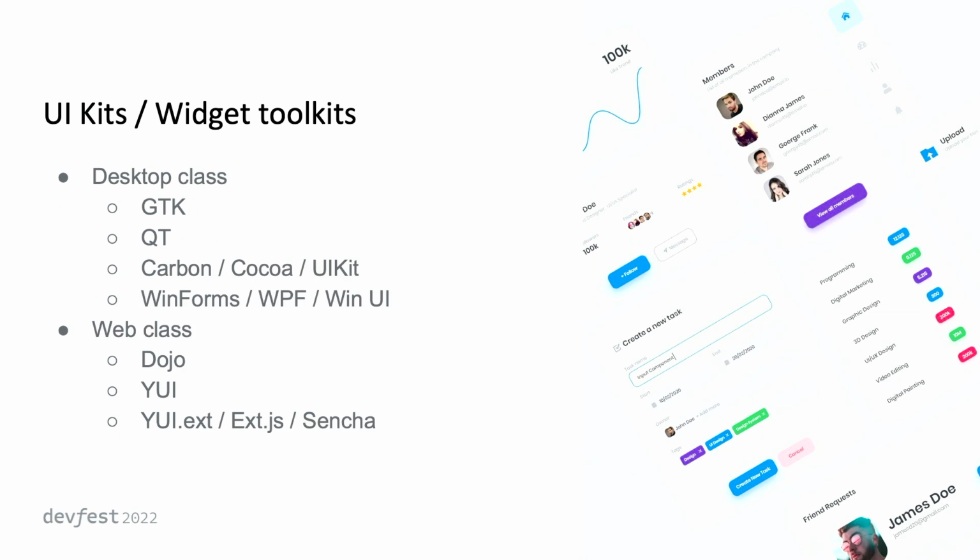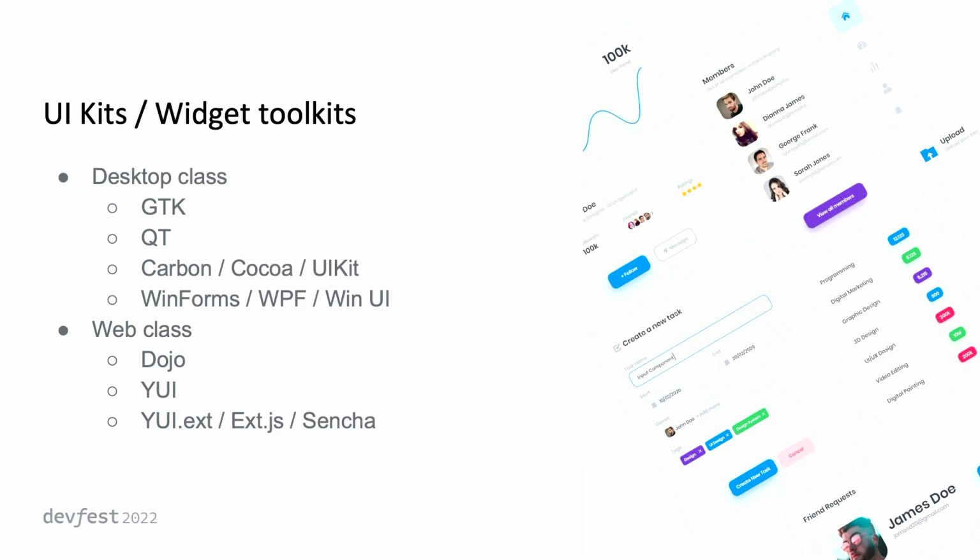But that gave us the UI kit. So you have the desktop class UI kits like GTK and Qt and Carbon, Cocoa, and UIKit, and then on Windows you have WinForms, WPF, and WinUI. And then you have the web class components or widgets. So you have Dojo, you never heard of it. YUI, you never heard of it.